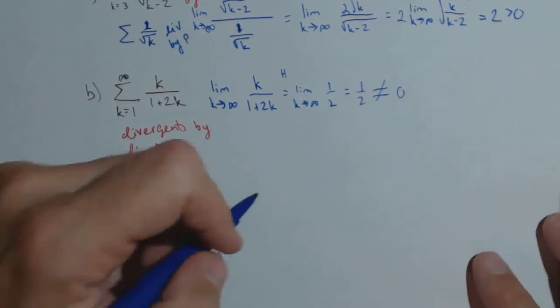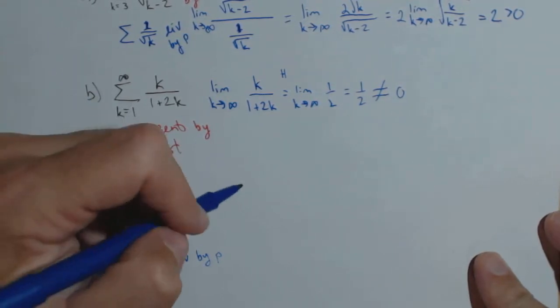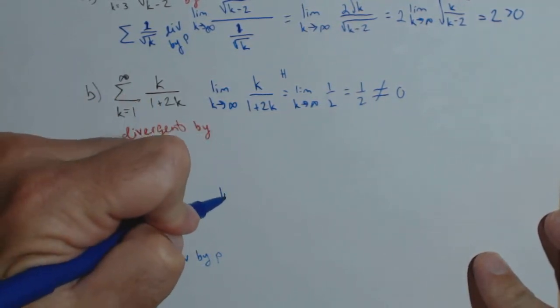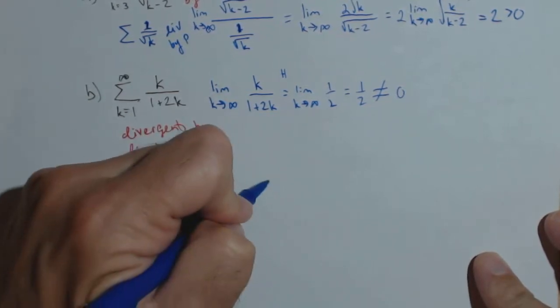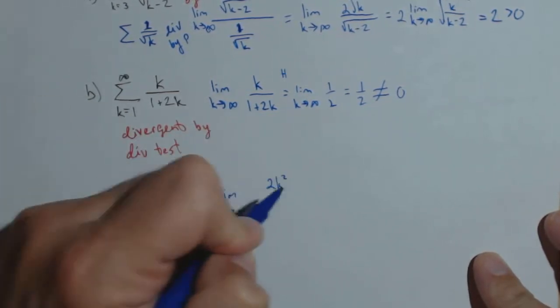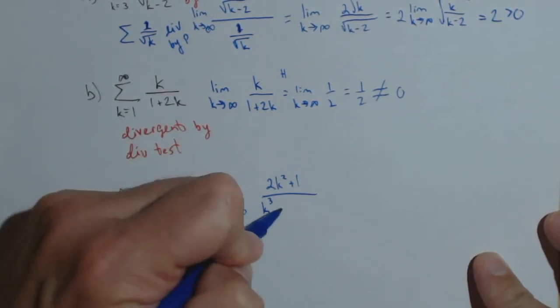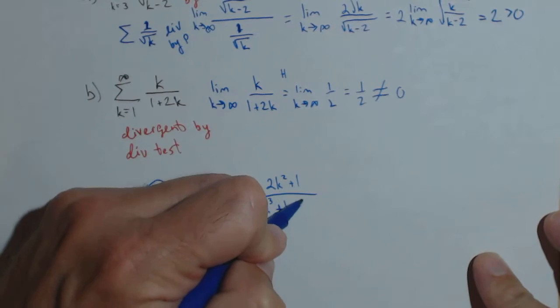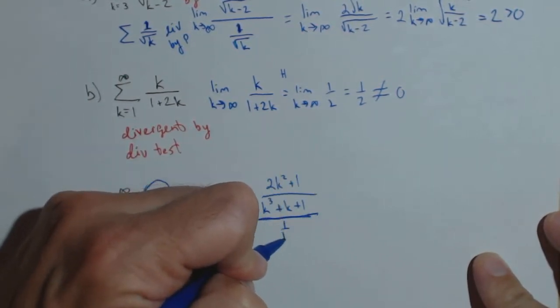So I'm going to do another limit comparison test. I like that better than the regular comparison test. I think it's a little quicker, but they both have their advantages and disadvantages. So the limit as k goes to infinity, we'll put this guy on top, 2k squared plus 1 over k cubed plus k plus 1, all over 1 over k.